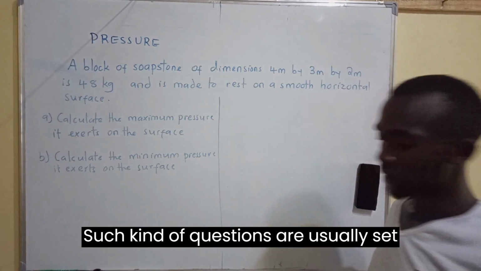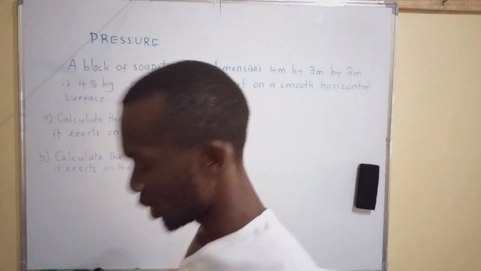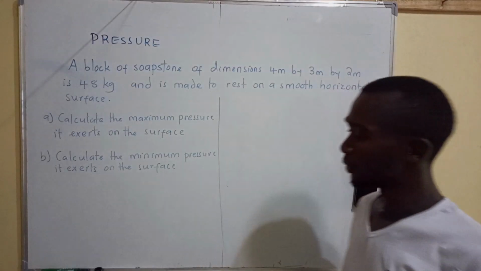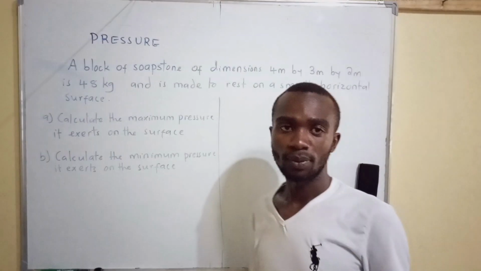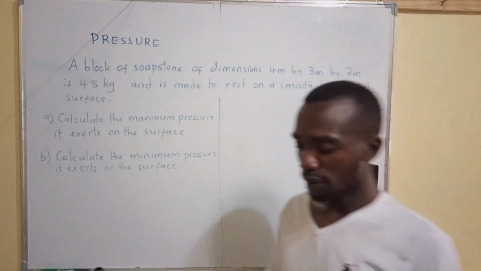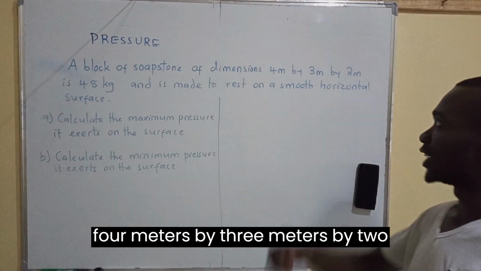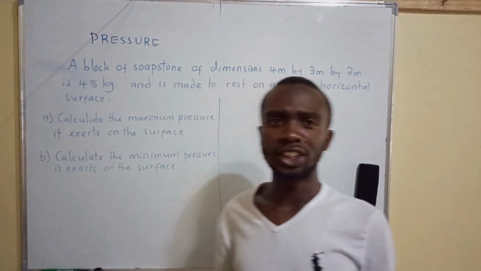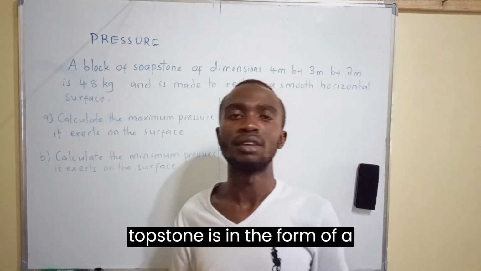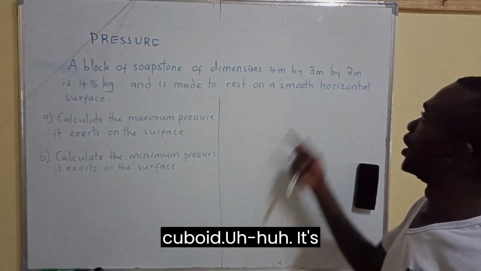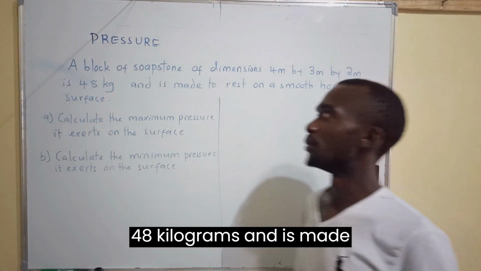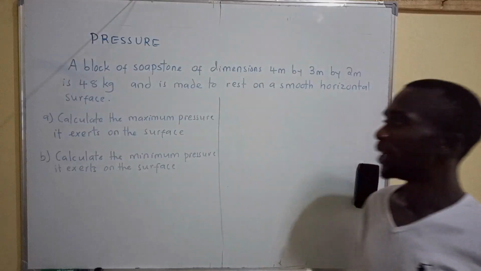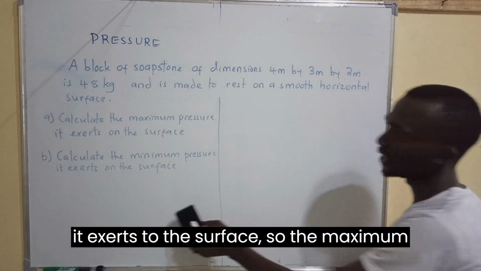So such kind of questions are usually set in examination, that is the ordinary level of studies. Now, part A of the question, calculate the maximum pressure. So the question tells us that a block of soapstone with given dimensions 4 meters by 3 meters by 2 meters. So we have the 3 dimensions, means that the shape of this soapstone is in the form of a cuboid. Is 48 kilograms and is made to rest on a smooth horizontal surface. Part A, calculate the maximum pressure it exerts on the surface.